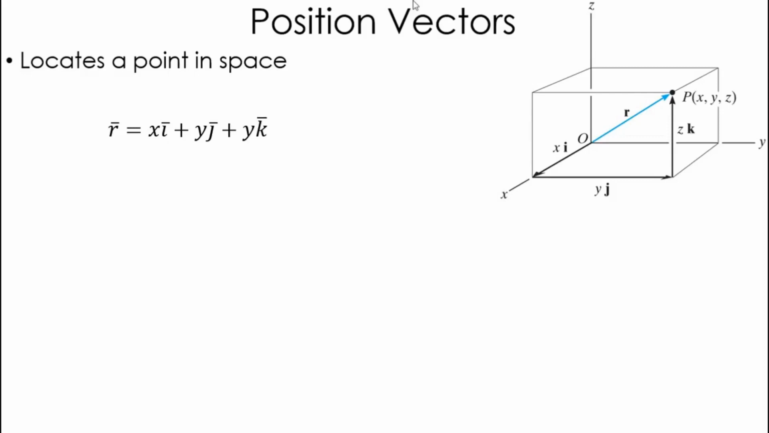At this point, we've just been dealing with force vectors generally. But there's another type of vector that we very commonly use in statics, and that's a position vector. Really, a position vector is just a vector that locates a point in space.